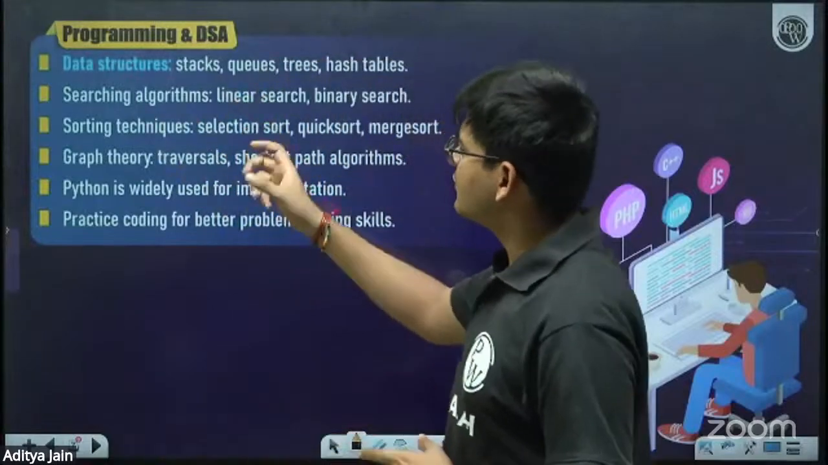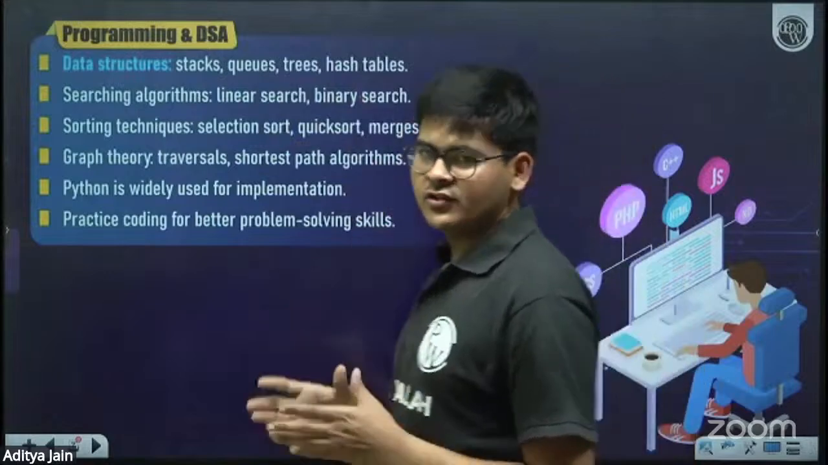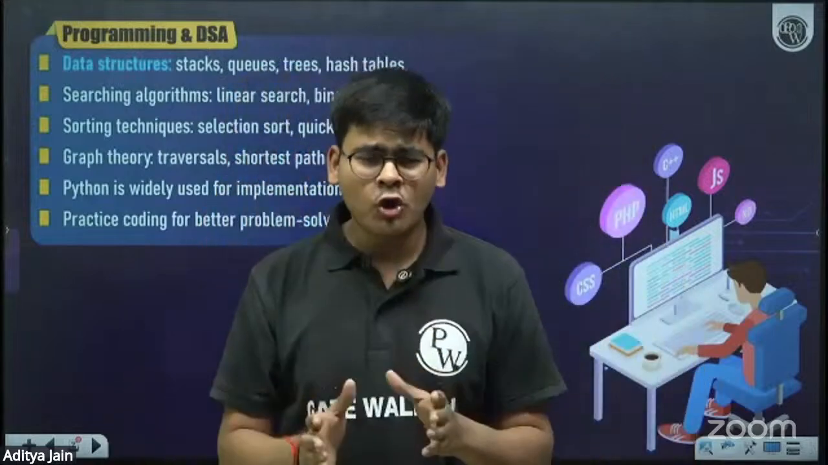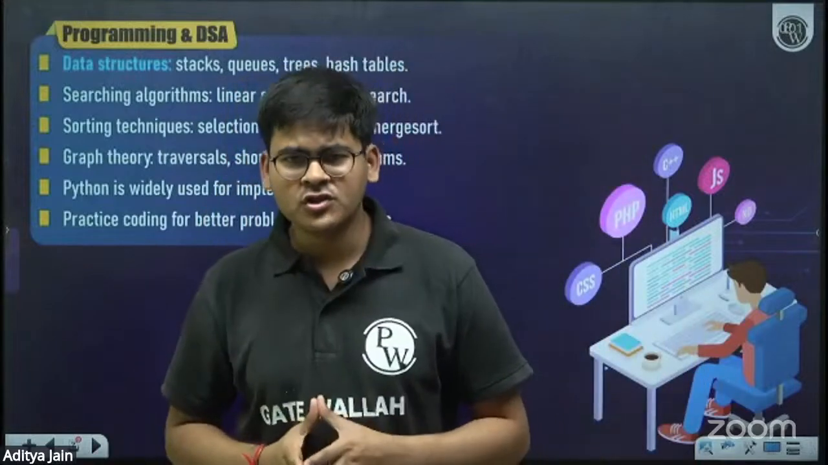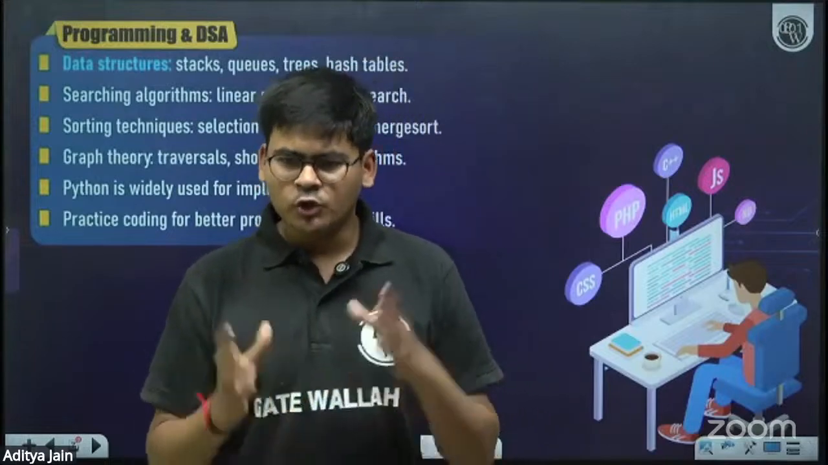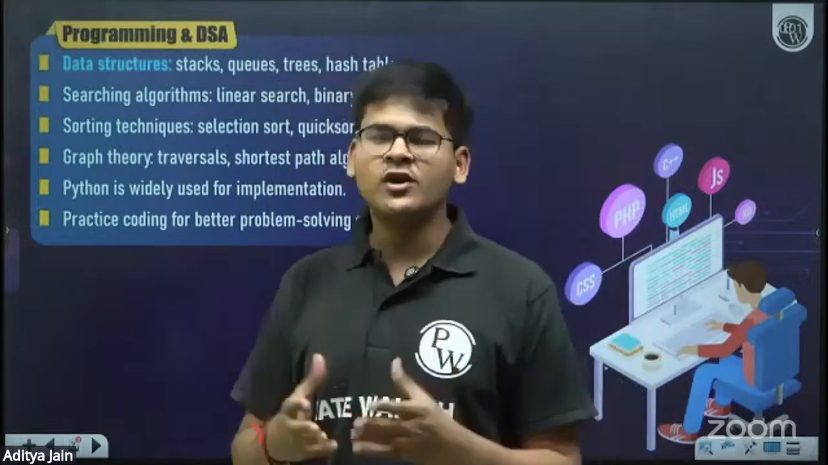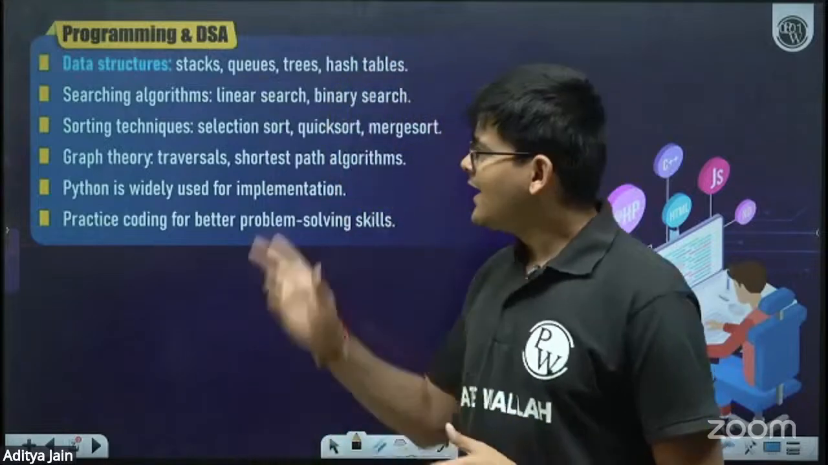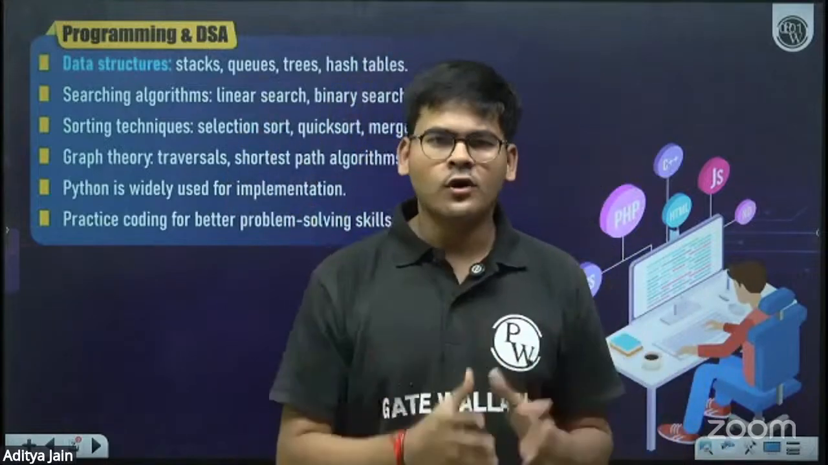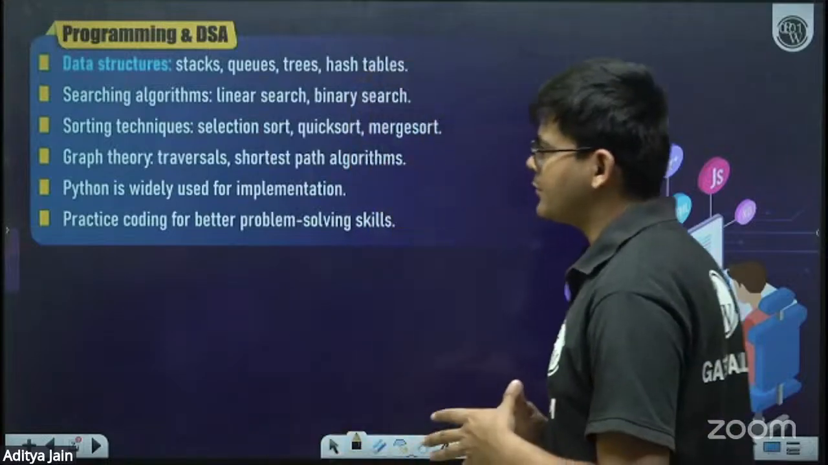Searching algorithms where we talk about linear search and binary search. There are lots of applications of binary search in data science as well. You know, when the data is sorted, you can have a very optimized way of searching for a particular element. And linear search, obviously, is for unsorted data. You don't have many options.